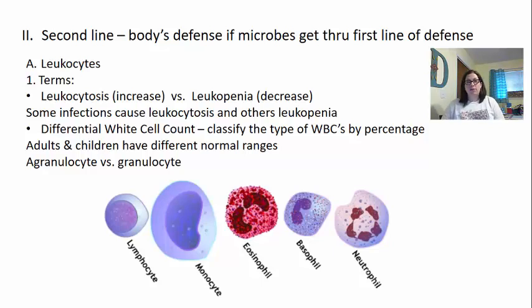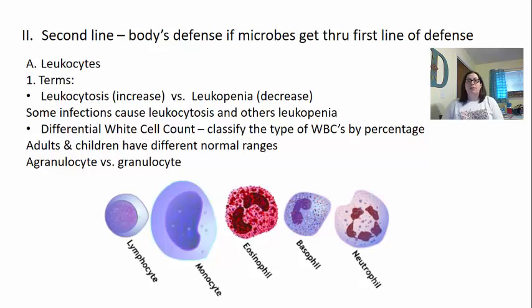So we see here the first part we want to look at are what we call leukocytes. Leukocytes are a type of white blood cells. We see that if you have what we call leukocytosis, this is an increased number of white blood cells, but if you have what we call leukopenia, it's a decrease in white blood cells. Some infections cause leukocytosis, whereas others cause leukopenia. It depends on how they attack this line.